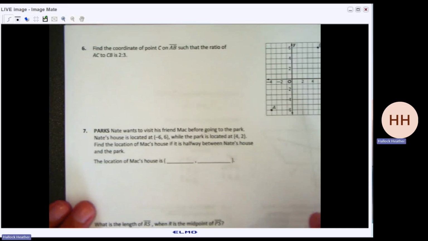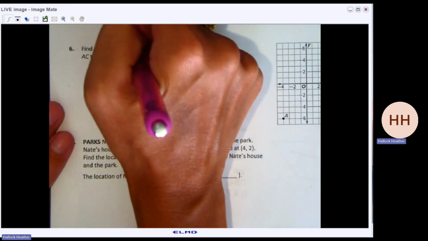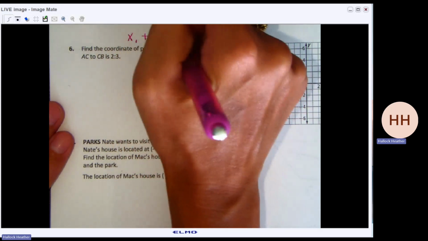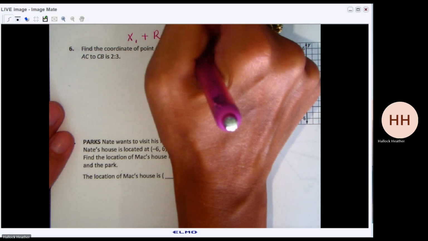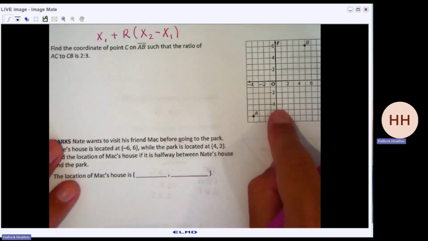Okay, moving on to number 6. So number 6 is where we get into partitioning. This is where you are taking your first X value and you are adding it to the ratio as a fraction, and then multiplying by the second X value minus the first X value, or X2 minus X1. So in this case, I need to figure out what my coordinate points are first.